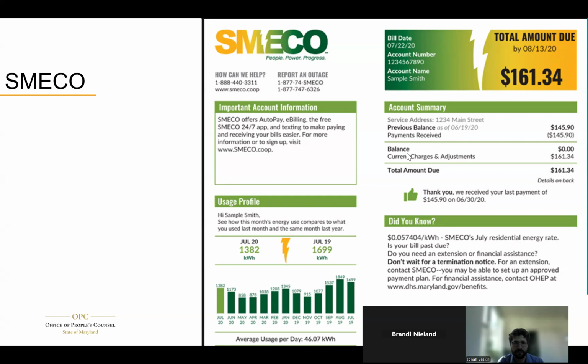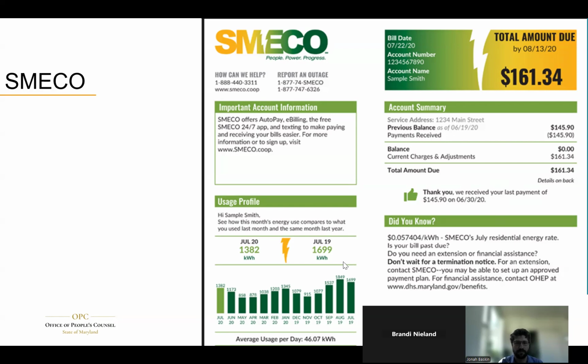Now, under the balance, it's going to include any outstanding balance, so anything previous. In this example, if you didn't pay off the 145, if you only paid 45 of that, you would see $100 here. And then the current charges and adjustments would include both. So if you hadn't paid, it would be 261 instead. So that's the total amount due. Then it's going to go down to the total, which is everything added together, which should match the big number at the top.